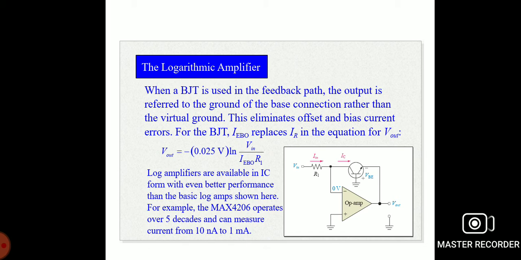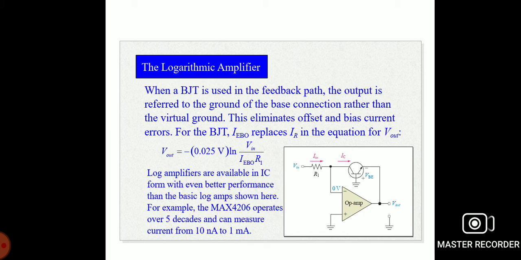Log amplifiers are available in IC form with even better performance than the basic log amplifier shown here. For example, the MAX4206 operates over 5 decades and can measure currents from 10 nano amps to 1 milliamp. Now we can see the structure of the single stage amplifier.